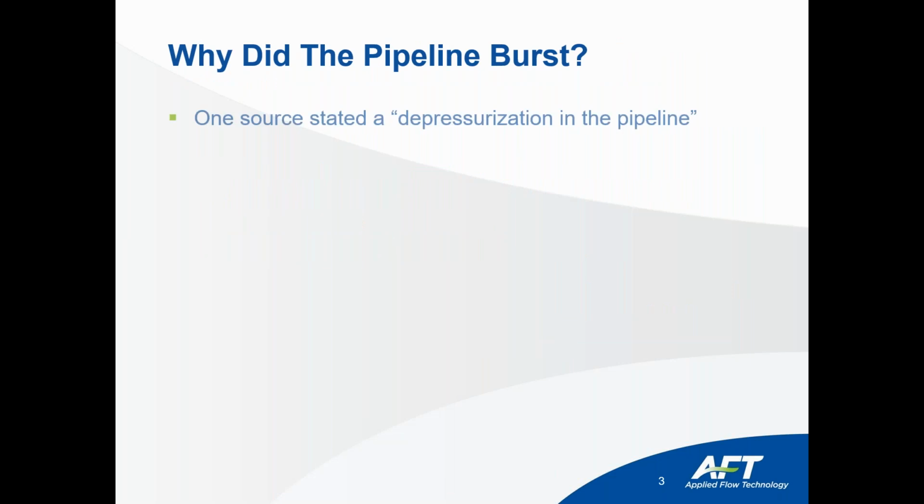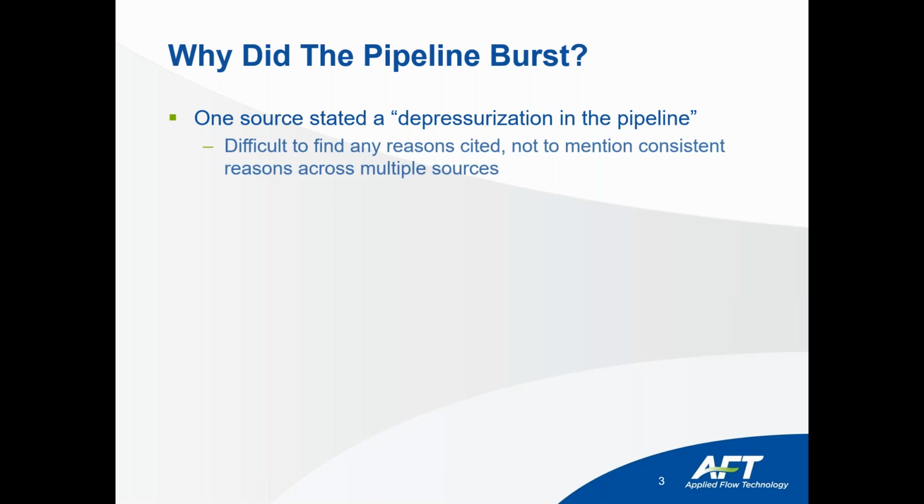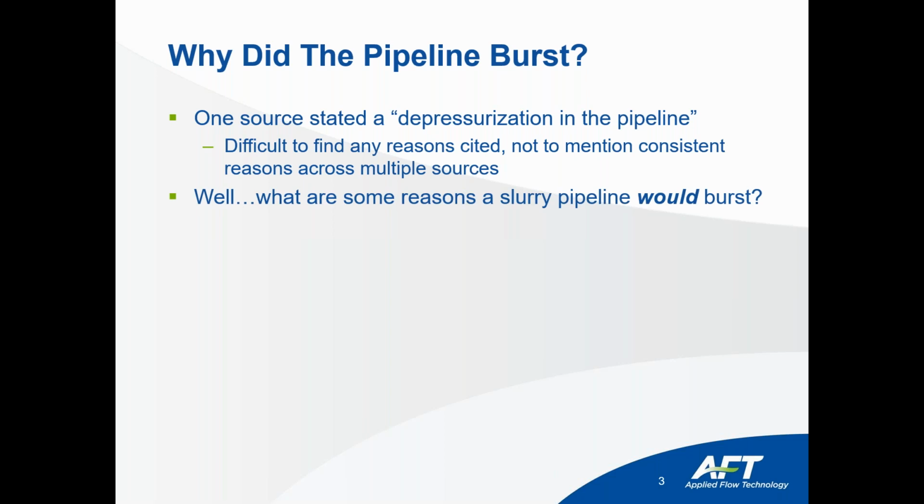So why did that pipeline burst? Well, one source stated that there was a drop in pressure in the pipeline somewhere. There are a lot of different reasons, and when I was going through this, it was difficult to find consistent reasons across multiple sources. So let's talk about what could potentially cause a slurry pipeline to burst.